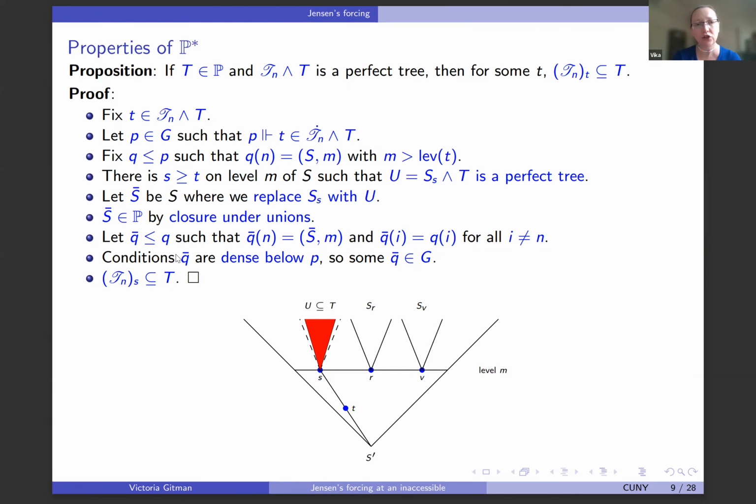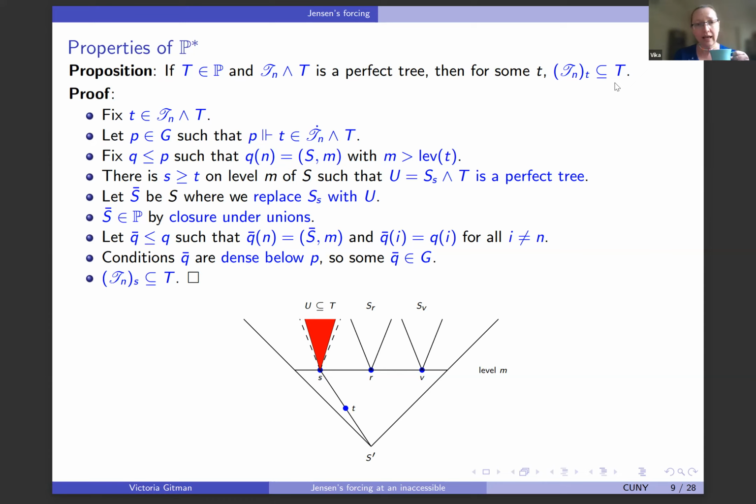And so then I let Q bar be the condition where I replace S with S bar, and I leave everything else the same. Since I could strengthen any condition Q to such a condition Q bar, one of these must be in the generic. And I already said, if one of these is in the generic, then it achieves the desired result, that there is a node where the generic tree will be completely contained in T as desired. Okay, any questions about this proof before I move on?